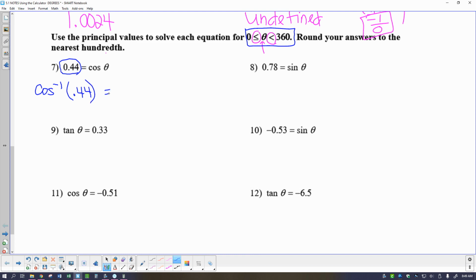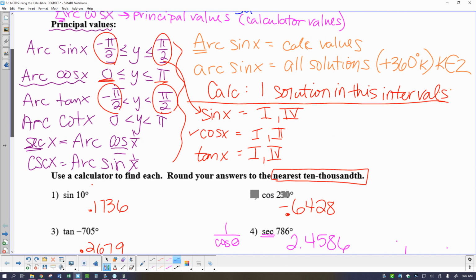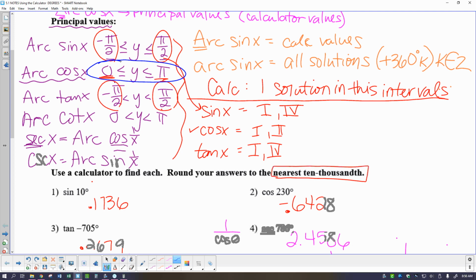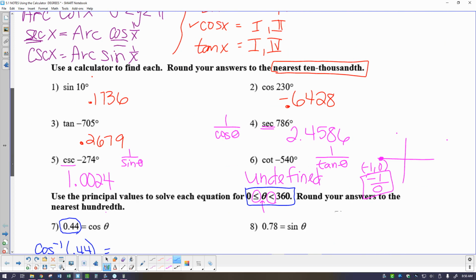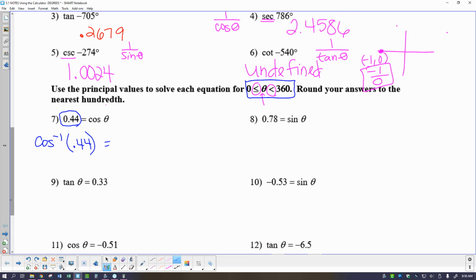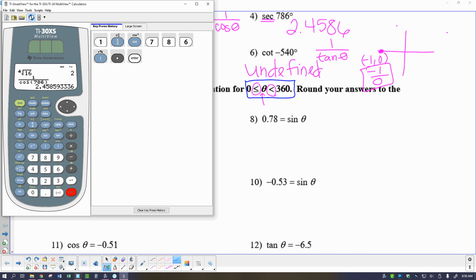Here's the thing. My calculator is going to give me one answer. Remember, one answer that fits in between 0 and pi. And then it's going to be my job to say, is there more than one answer that fits? If so, where is it? So if I type in cosine inverse, take a look at how you type that in. You do second cosine, and then you type in 0.44. And you get an answer of 63 point, and it says round to the nearest hundredth. So if I'm rounding, that actually comes out to 63.9.